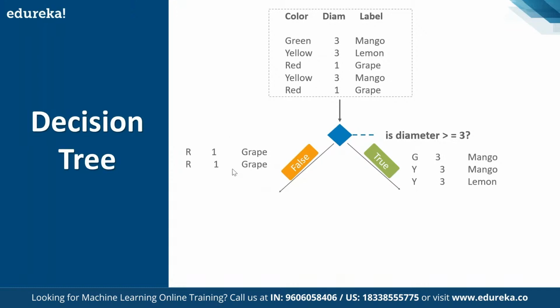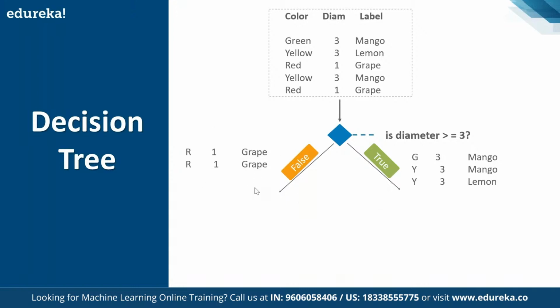And wherever it fails the condition, you are left with where the diameter is not greater than or equal to 3, it is less than 3. Then which data set do we have? Red 1 grape and red 1 grape. So I hope you are understanding this: we are starting the decision tree based on one condition, which is diameter. Now, based upon this, I have to split it further.